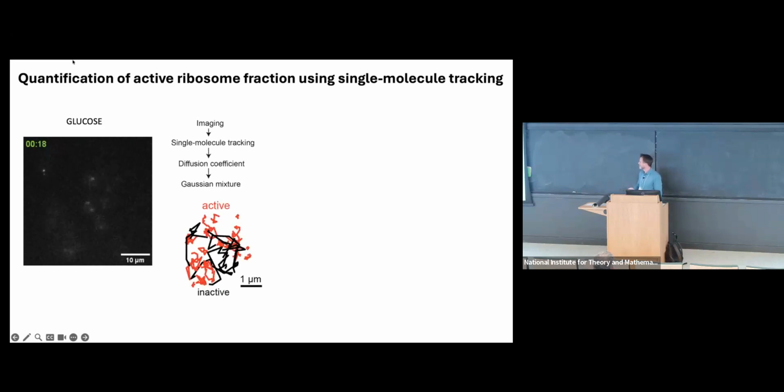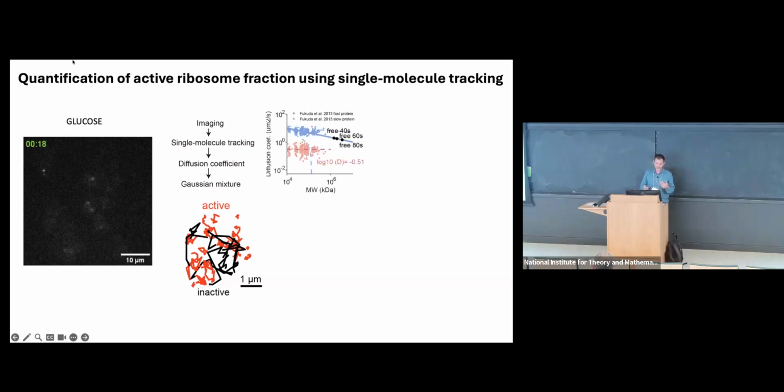And the tracks look like this. We can measure the diffusion constant for these tracks, and they're kind of what you would predict based on the molecular weight, what you would calculate and predict based on the molecular weight. And we can fit these data with this two Gaussian mixed distribution.